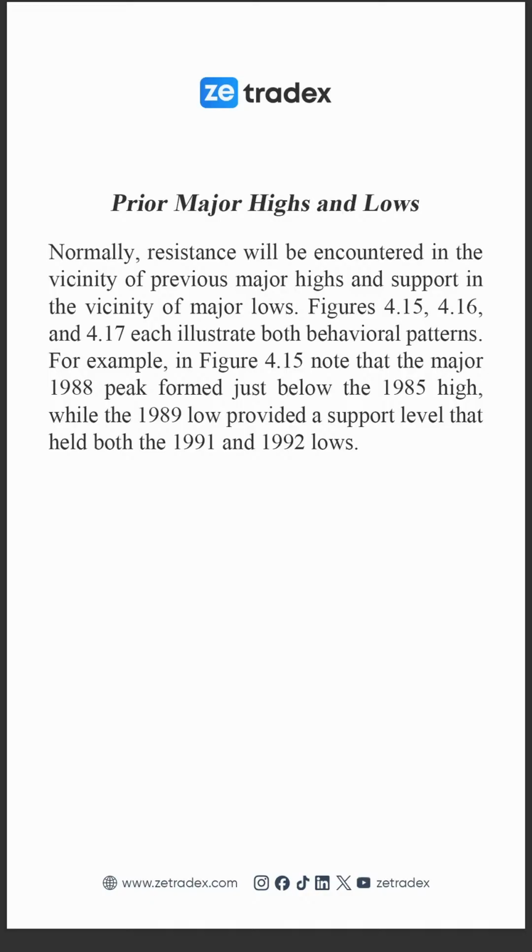Now, prior major highs and lows. Normally resistance will be encountered in the vicinity of previous major highs and support in the vicinity of major lows. Then we have figures 4.15, 4.16, and 4.17, of course. Each will illustrate both behavioral patterns. For example, in figure 4.15, we know that the major 1988 peak formed just below the 1985 high, while the 1989 low provided a very important support level that held both the 1991 and the 1992 lows.